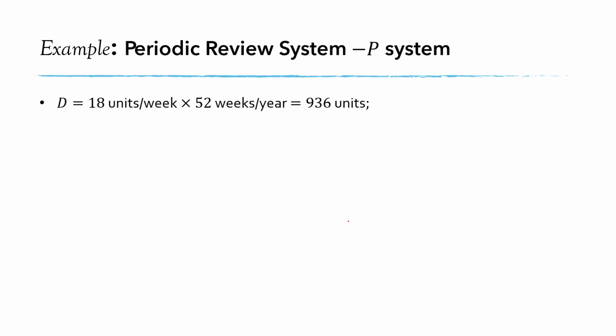To solve this problem, we will first calculate the annual demand. Annual demand can be calculated by multiplying the weekly demand, which is 18 units per week, with the number of weeks, that is 52. So the annual demand is 936 units. We know the standard deviation of the weekly demand is 5 units and the lead time is 2 weeks.